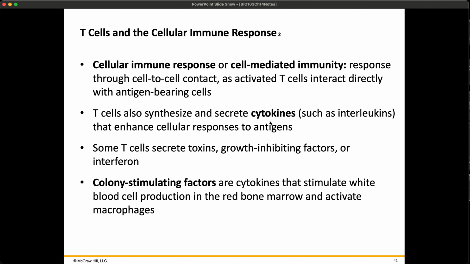So T cells also synthesize cytokines to enhance cellular responses to antigens. They act as a helper role to help push along the immune response. And some cells secrete toxins, growth inhibiting factors, and interferon to help destroy those pathogens. CSFs, your colony stimulating factors, are cytokines, a type of protein, stimulating white blood cell production in bone marrow and activating macrophages. So again, it takes a couple of hours for this cell-to-cell contact to really activate T cells, because there is a big response that can follow depending on how severe the reaction.